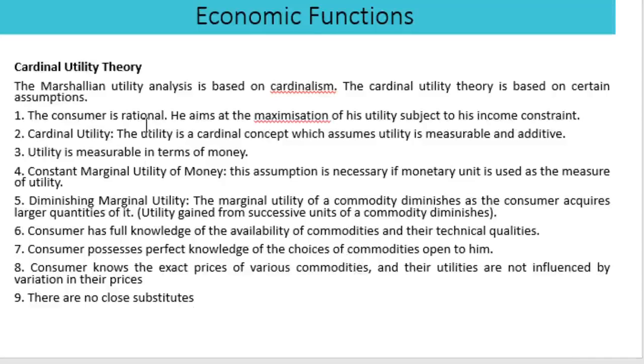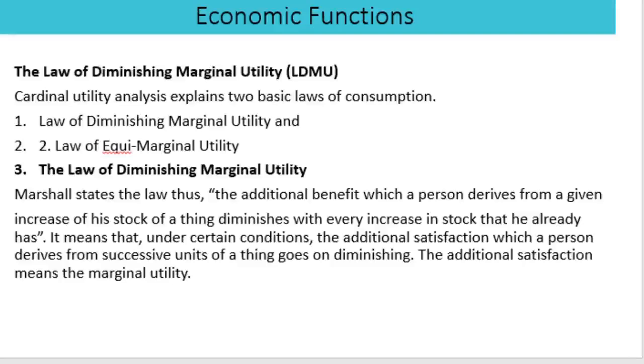These are the assumptions of cardinal utility theory, and Marshallian utility analysis is based on cardinalism. And the cardinal utility analysis explains two basic laws of consumption: the law of diminishing marginal utility and the law of equal marginal utility. These two laws come under the cardinal utility analysis. The law of diminishing marginal utility states that the additional benefit which a person derives from a given increase of stock of a thing diminishes with every increase in the stock that he already has. It means that under certain conditions, the additional satisfaction which a person derives from successive units of a thing goes on diminishing. That is, the marginal utility diminishes as consumption increases.